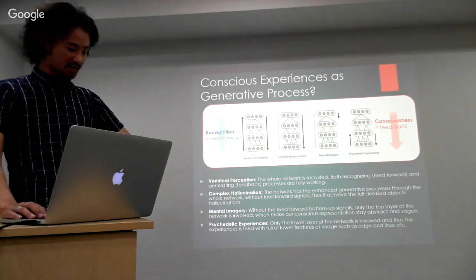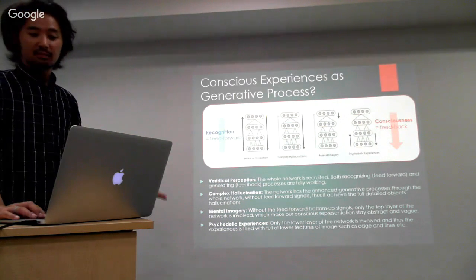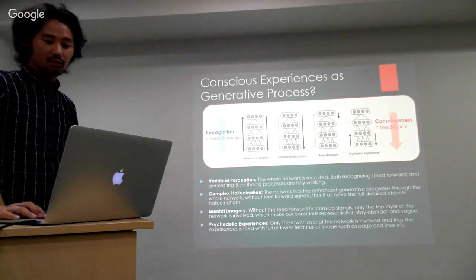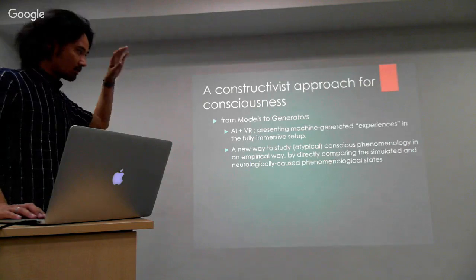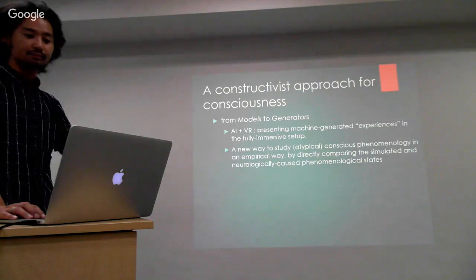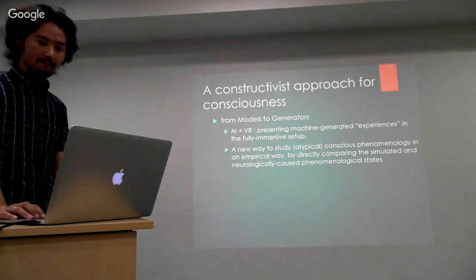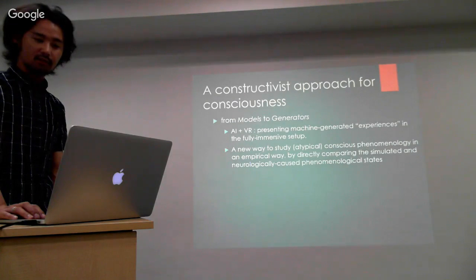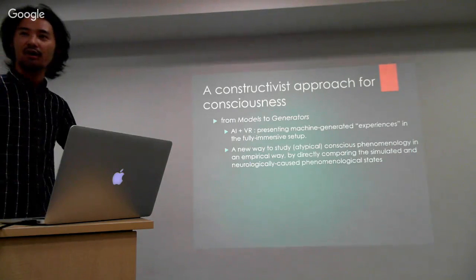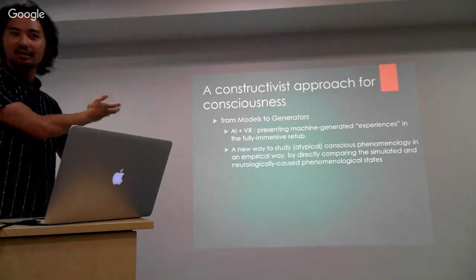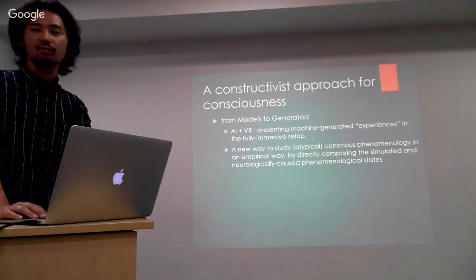Oh, sorry, there's another slide just for me. This is a bit outside the hallucination machine, but I think this is a really common view of hallucination and conscious experience. As a whole, our approach is to try to make a simulator using virtual reality and artificial intelligence. And this is maybe a new way to study atypical, altered conscious phenomenology in an empirical way, by directly comparing people after taking a drug and people after experiencing this kind of virtual simulator. We may have some access to people who can actually administer the drug.